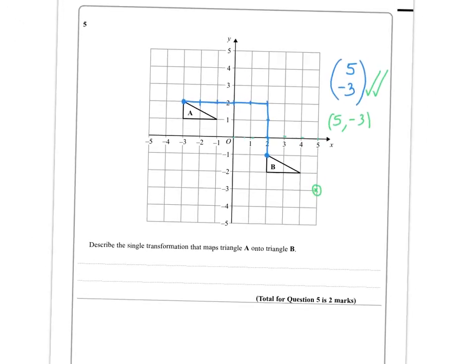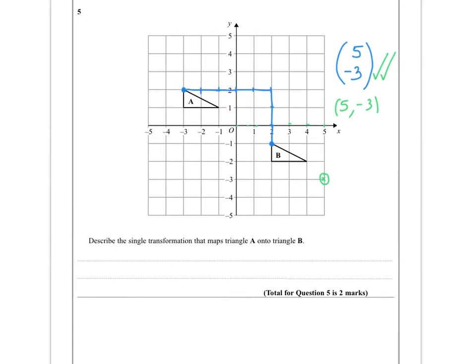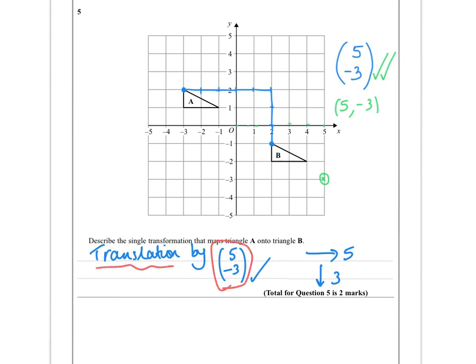So I think on the answer line I would just say translation by 5 minus 3. And any mathematician would know that would be a vector translation. That's the neatest way of doing it. I know some students say this, they say along 5, down 3. I think you probably only get 1 mark for that. What they're really trying to look for is these keywords and this kind of notation being used.